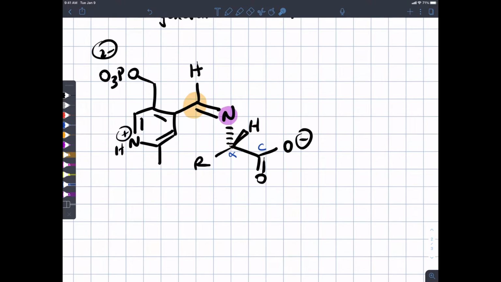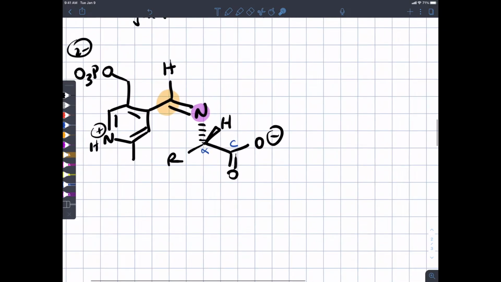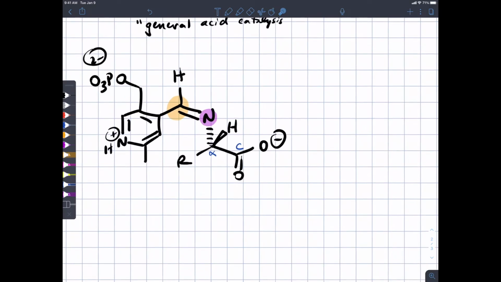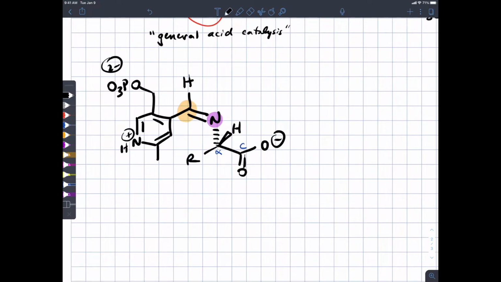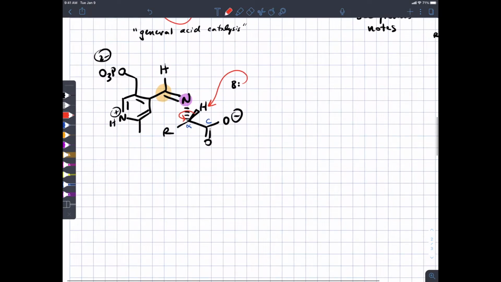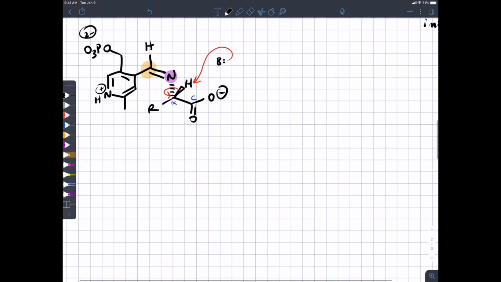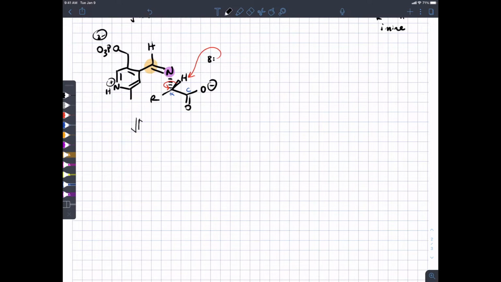The alpha carbon has a proton on it, which we'll call the alpha proton. This proton, though it's on an sp3 hybridized carbon, is more acidic than you would expect because the conjugate base is stabilized by resonance. So I'm going to show some base, perhaps the conjugate base of our acid, perhaps an enzyme functional group, removing a proton from the alpha carbon. And when it does so, I will draw that conjugate base, and I want you to see and convince yourself that that conjugate base is resonance stabilized.